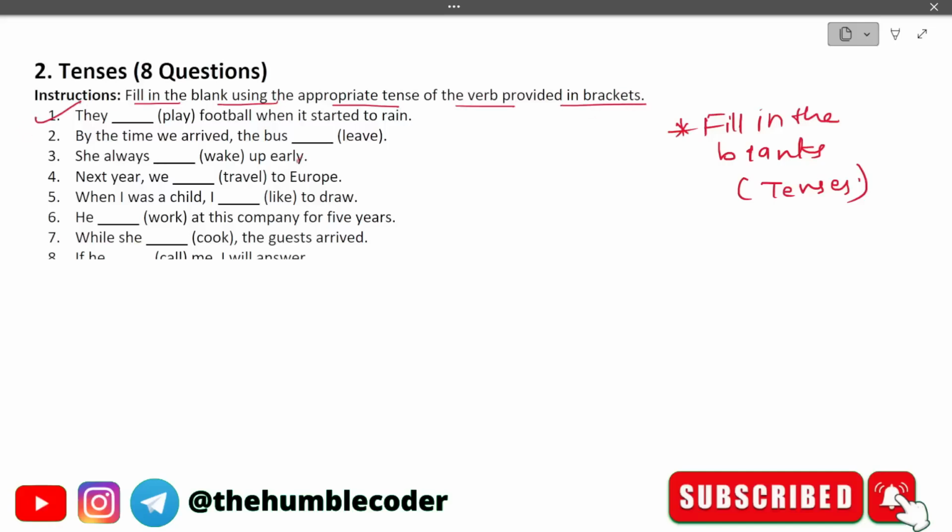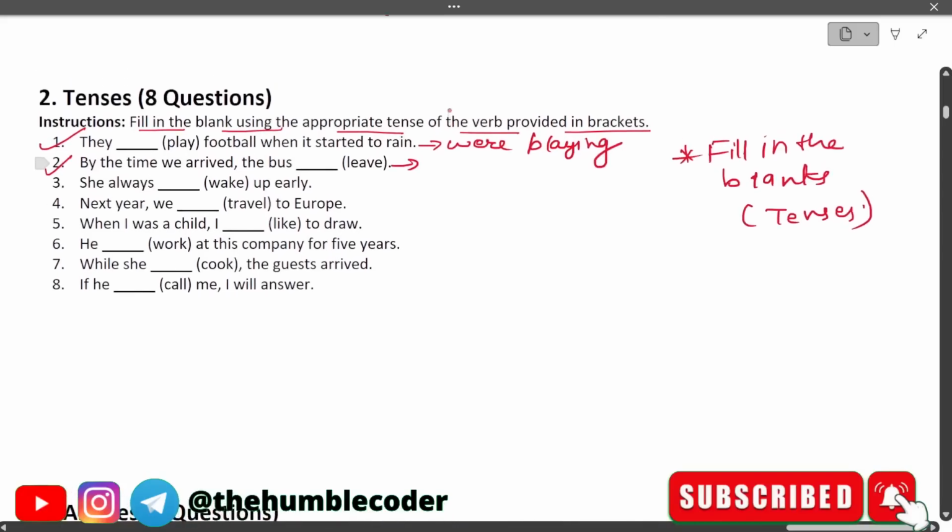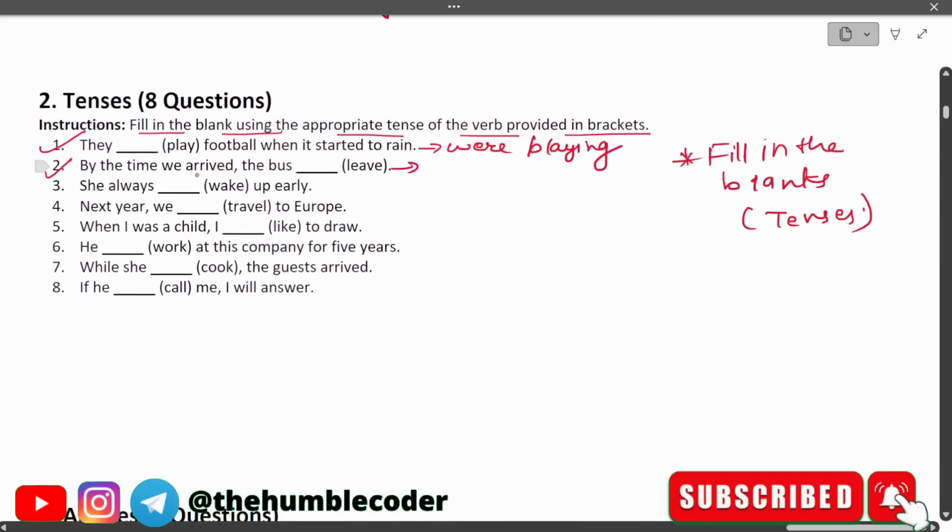Okay, the first question is, they dash football when it started to rain. The correct answer for this is going to be: they were playing football when it started to rain. So the correct form of verb, the tense of the verb, is what we have to use here. And next is, by the time we arrived, the bus leave. Instead of leave, it should be: the bus had left. Okay, moving on to the third one, she always dash up early. The correct answer in this one is: she always wakes up early.